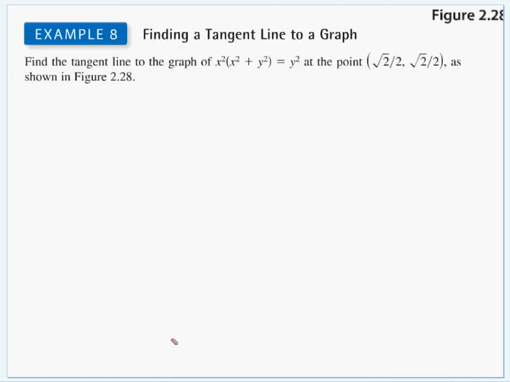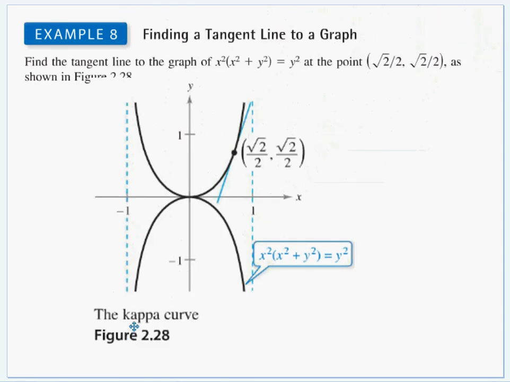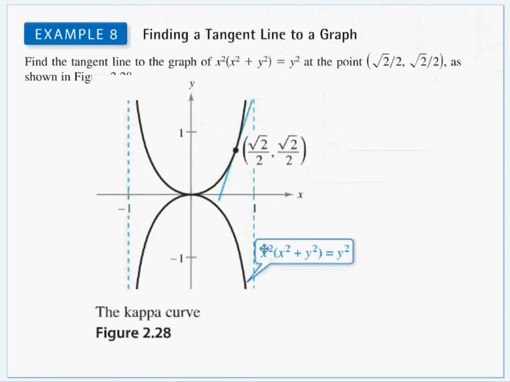Up next, example 8. Now they're asking us to find a tangent line to the graph of x squared times quantity x squared plus y squared equals y squared at this point, root 2 over 2, comma root 2 over 2. We do have a picture to go with it. Kind of like a parabola opening up, a parabola opening down, and we've got this point. So judging by the graph, our slope should be positive. It's going to be pretty steep when we find that slope.